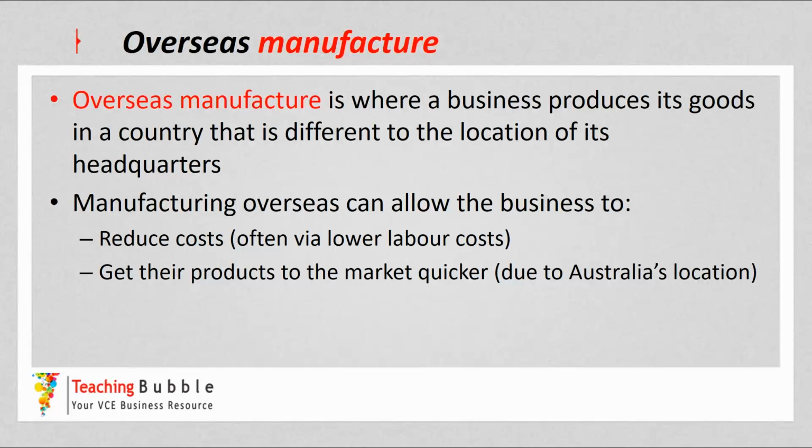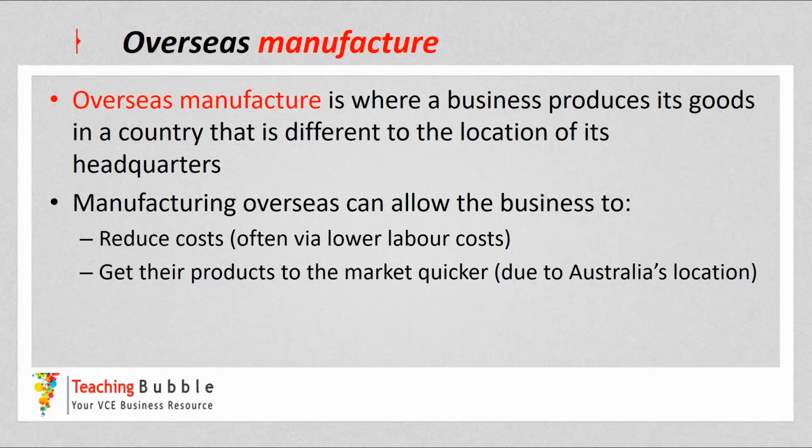The next global strategy is overseas manufacture. So overseas manufacture or manufacturing is where a business actually produces its goods in a country that is different to the location of its headquarters. So rather than just getting raw materials or parts from overseas, now they decide to actually manufacture the product overseas. And manufacturing overseas allows the business to reduce costs, because Australia's labour costs are quite high on a global scale, and so they can reduce labour costs.